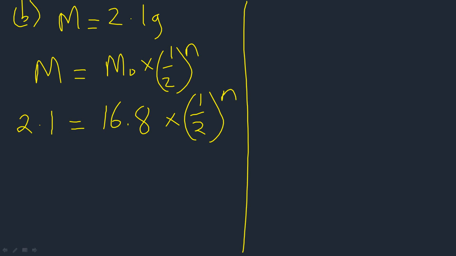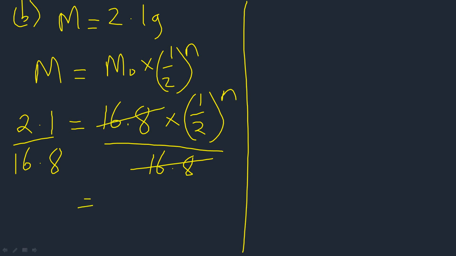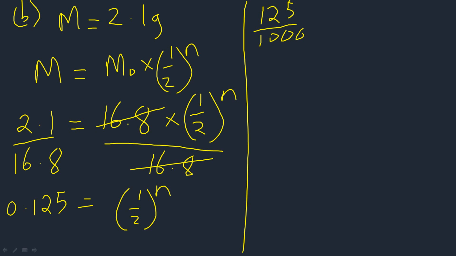Now you're going to get n, which is the number of decays. So we can divide both sides by 16.8. This will cancel with that, and then you'll have a half power n equals 2.1 over 16.8. You can handle that using logarithms. Those of you that are well acquainted with mathematics, this is very easy. So we end up with 0.125. Now in index form, 0.125 is the same as 125 over 1000, equal to a half power n.